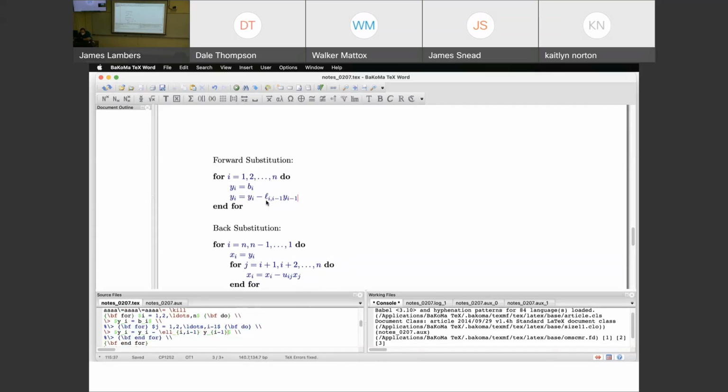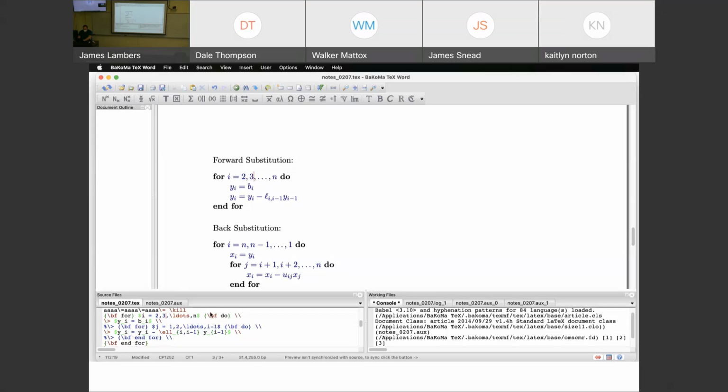Actually, one thing I should point out is I need to be more careful about this, because suppose i is equal to 1, then I'd have L_{i,0}, and that would be invalid. Now the loop that I had before would protect against that; the loop just wouldn't run. So what I need to do is fix this by letting i go from 2 to n.